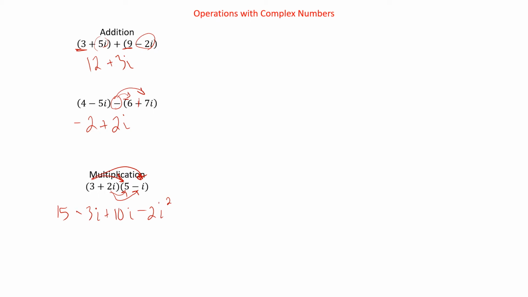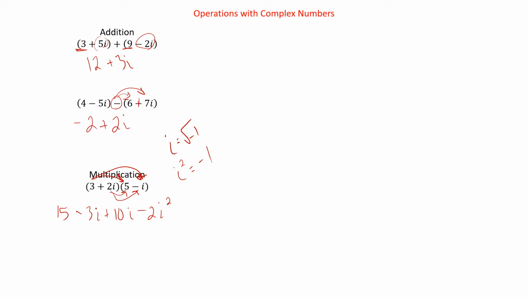Now we're going to combine our like terms. However, in the standard form of our complex number, we did not have an i squared. That's because we can reduce i squared. i equals the square root of -1, which means i squared, if we square that, we get -1.